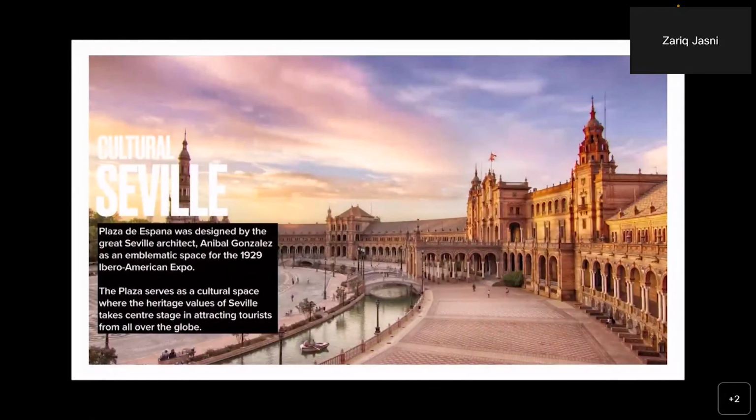The second one is Plaza de España in Seville. So this is a more cultural square where it was designed by a great Seville architect called Anibal Gonzalez as an emblematic space for the 1929 Ibero-American Expo. So this plaza serves as a cultural space where the heritage values of Seville takes center stage in attracting tourists from all over the globe.